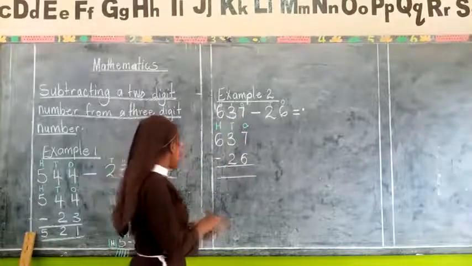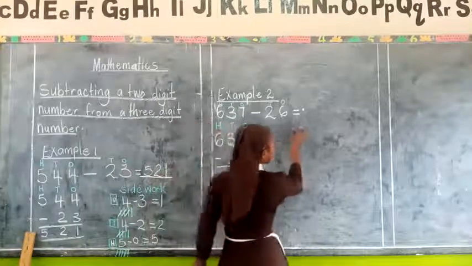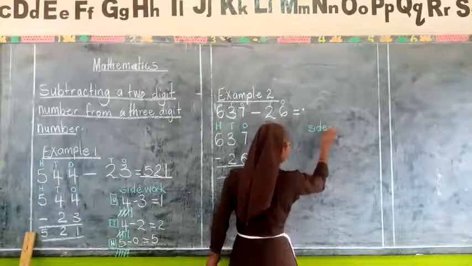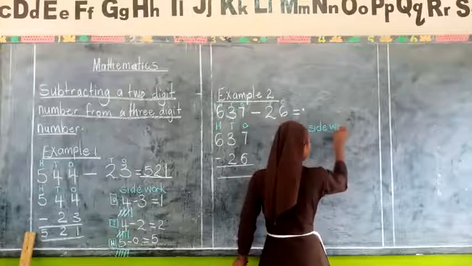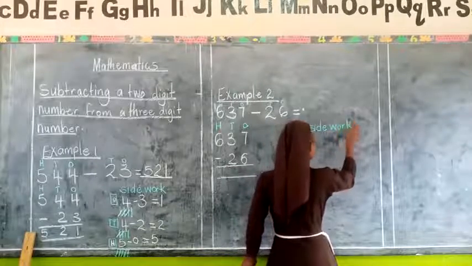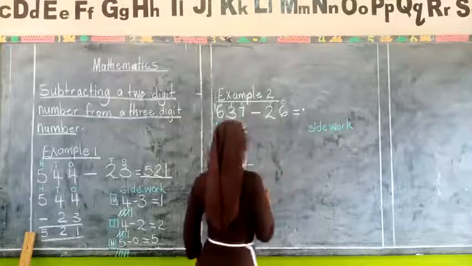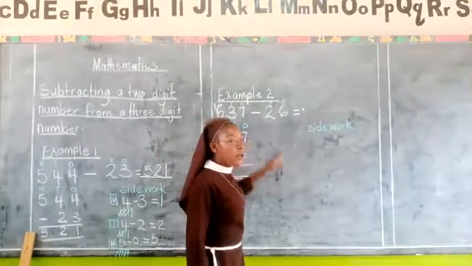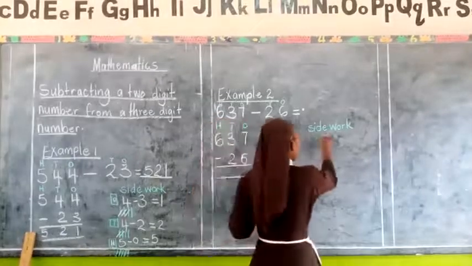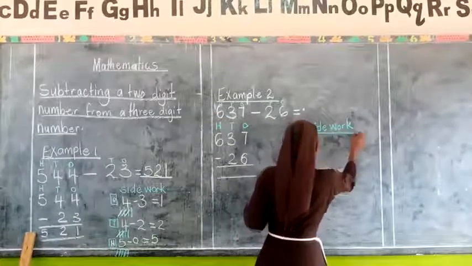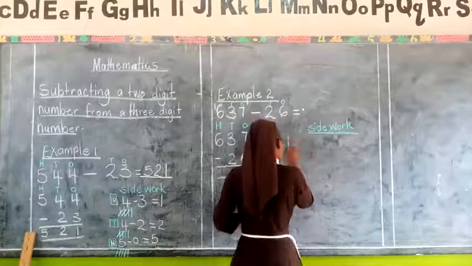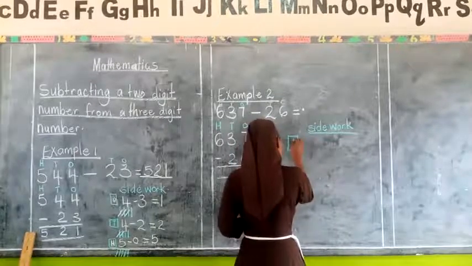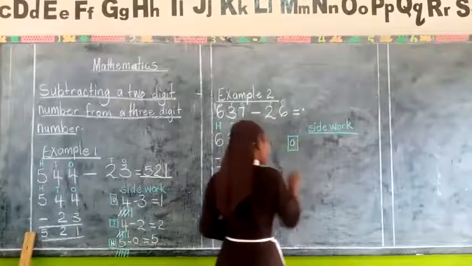We shall go to our side work. Make sure you separate the side work from this number. We leave a space in between because we are going to show our working from this side. And on our side work, I said, before we begin subtracting, we are supposed to begin with the ones place value.